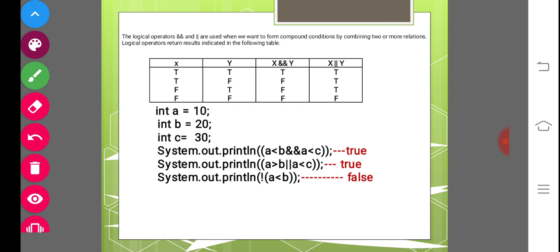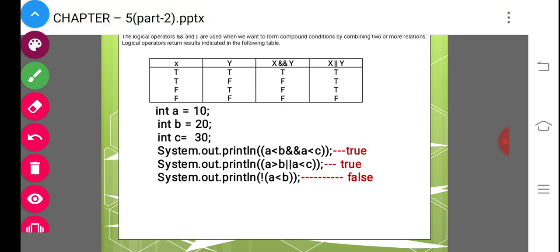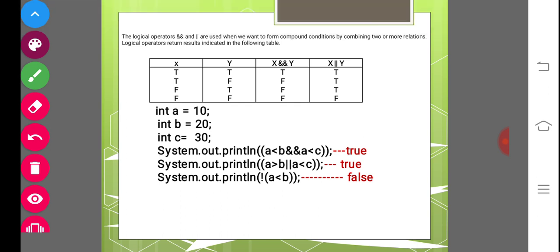In the second statement, a is greater than b OR a is greater than c. Now 10 is greater than 20, this condition is false. But a is less than c. Now a is 10, c is 30, so 10 is less than 30, this condition is true. One condition is false and the other condition is true. But in case of the OR operator, if any one condition is true, it will return true. So in this case, my answer is true.